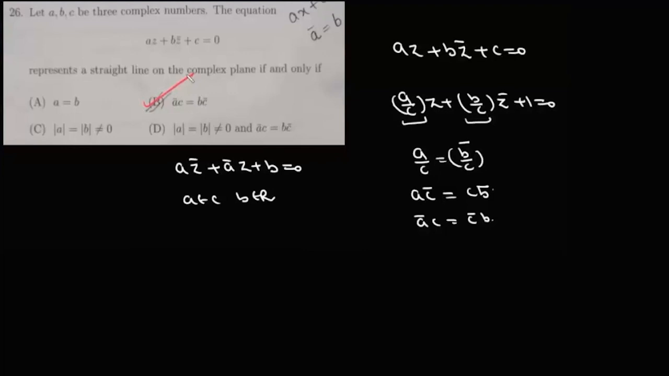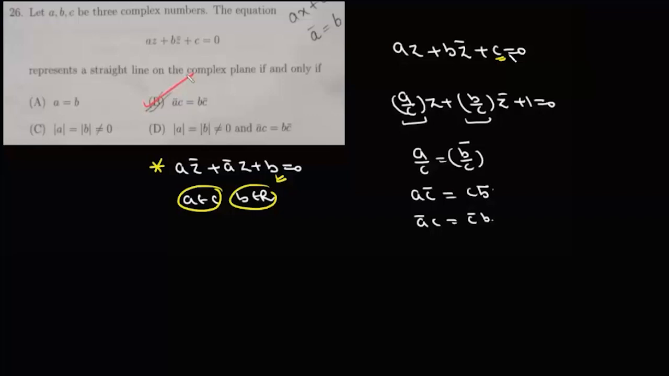Now question number 26 is a straightforward question. It says if A, B, C are three complex numbers, then this equation AZ plus B Z bar plus C equals to 0 represents a straight line on the complex plane if and only if. Now we know that the equation of a straight line in the complex plane is given by a z bar plus a bar z plus b equals to 0, where a is complex and b is real. So this b should be real.